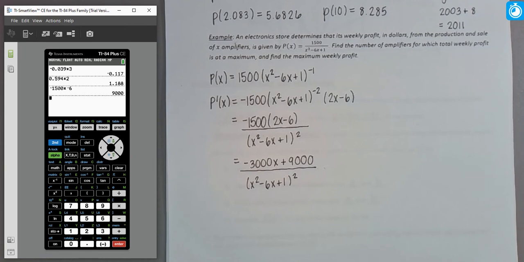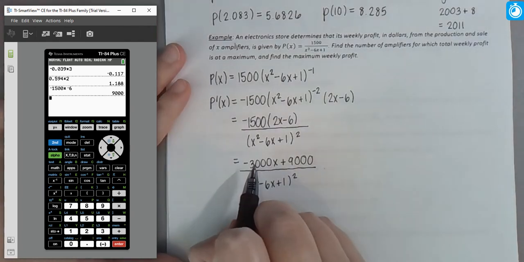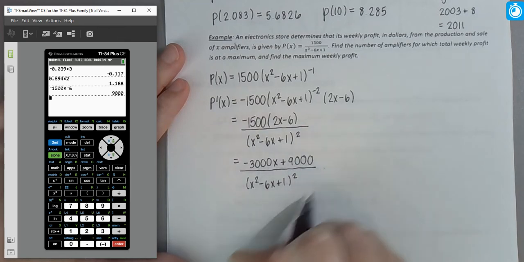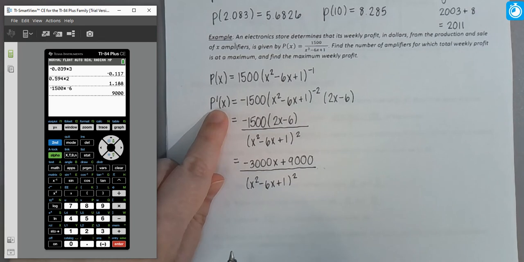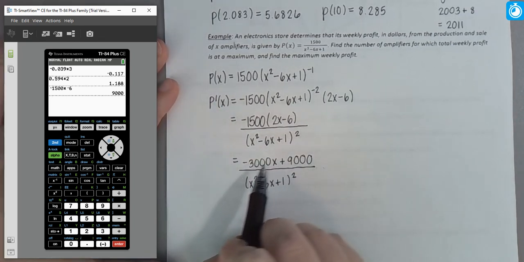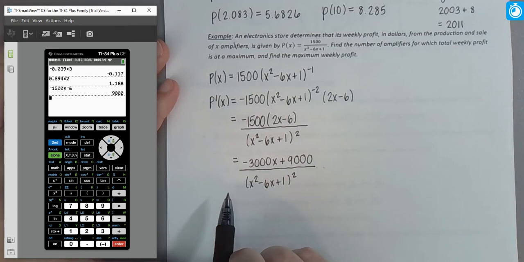Now we need to find the critical values based on this derivative. Because this derivative has a numerator and a denominator, we have two possible situations where we might have a critical value. Critical values are associated with locations where the derivative is 0, but they're also associated with locations where the derivative is undefined. If our numerator is 0, that means this whole expression is 0, which means the derivative has a value of 0. So any x value that makes the numerator 0 is associated with a critical value.